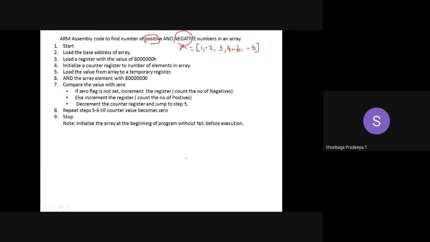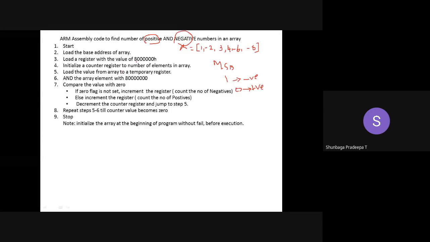How will you check whether the given number is a positive number or a negative number? First value 1 means negative, ma'am. Okay, so when your MSB bit is 1, it is a negative number. Good. So when it is 0, it is a positive number.